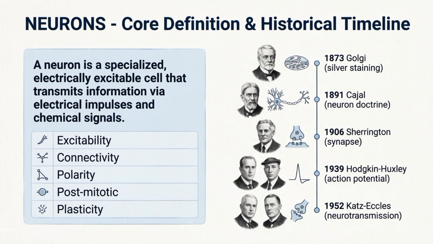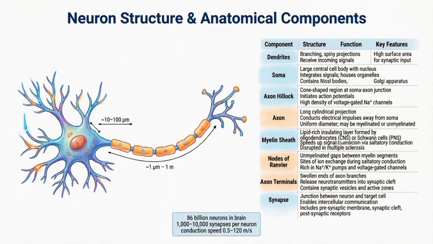1939, Hodgkin and Huxley action potential model. Alan Hodgkin and Andrew Huxley developed the first quantitative mathematical model explaining how action potentials are generated. 1952, Katz and Eccles on neurotransmission. Bernard Katz and John Eccles demonstrated that synaptic transmission is primarily chemical, not electrical. Neuron structure and anatomical components. The neuron you see illustrated here is a multipolar neuron.